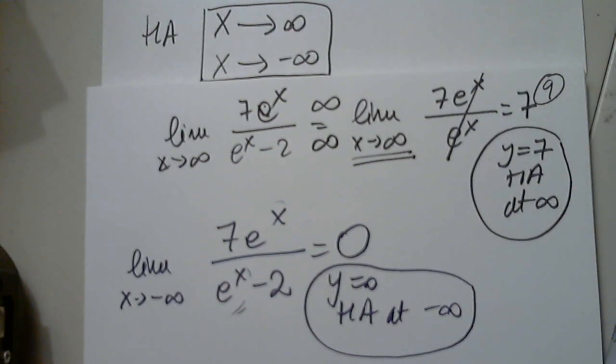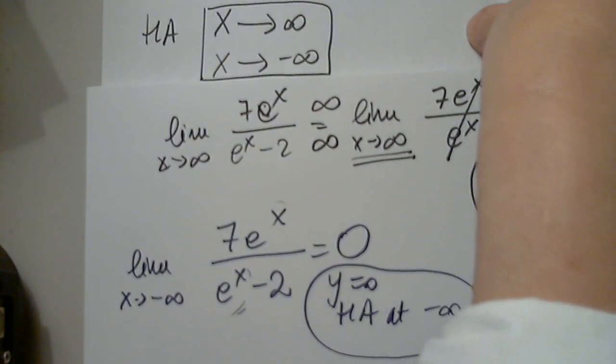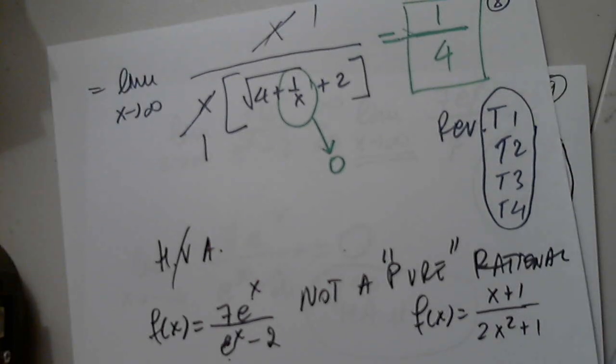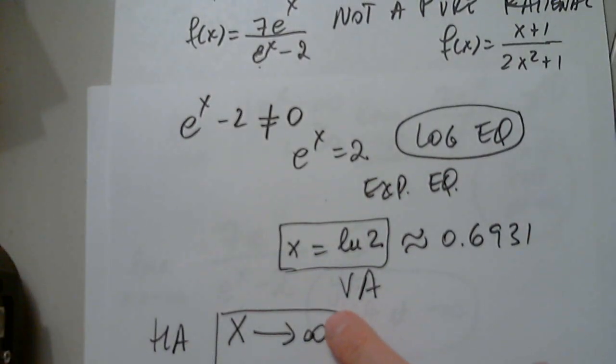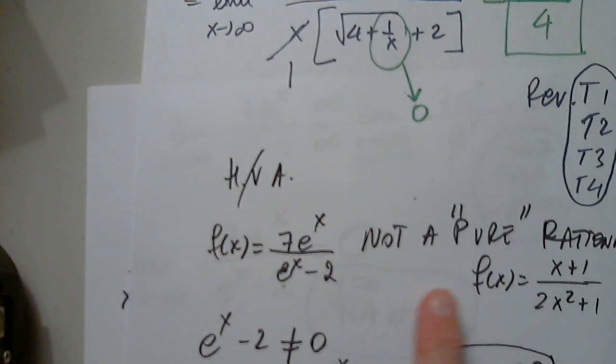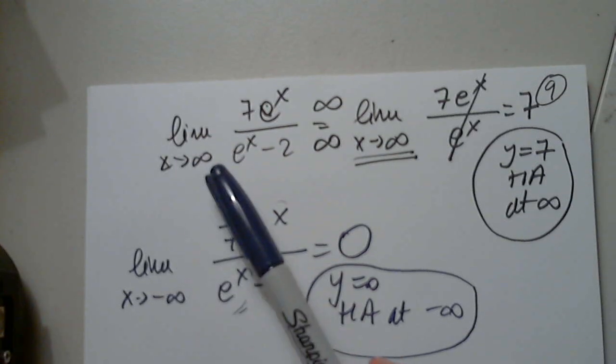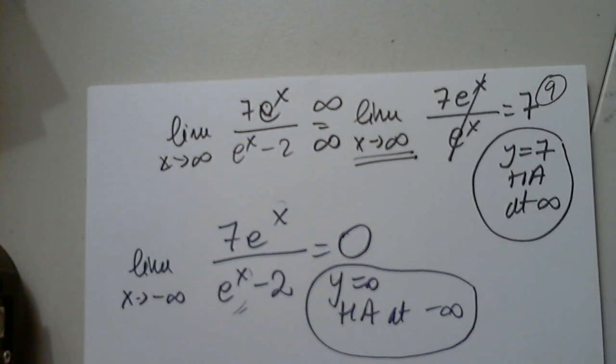So please remember, it's a very good example, very good analysis. Every time we look at a pure rational function, meaning polynomial over polynomial, you do not have to determine both. If you get y equals 5, horizontal asymptote at infinity, it will be guaranteed at negative infinity as well. But this is not a pure rational. So in that case, we have to determine separately the limit at infinity and at negative infinity.